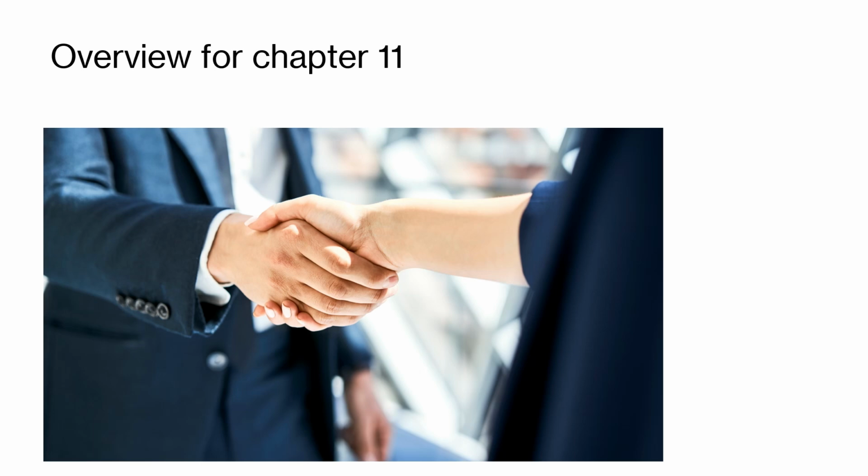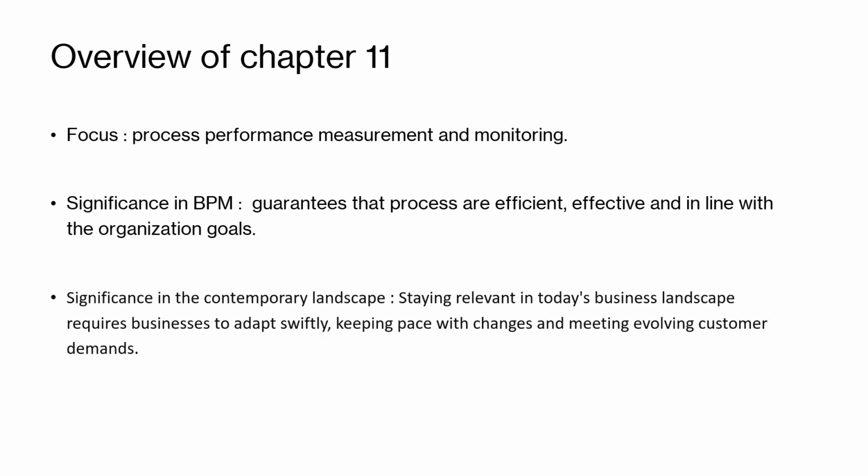An overview of Chapter 11. Let's begin with an overview of this chapter and its significance. Chapter 11 explores the methods and tools used to assess and track the performance of business processes. This is essential for BPM as it ensures processes are efficient, effective, and aligned with strategic goals.